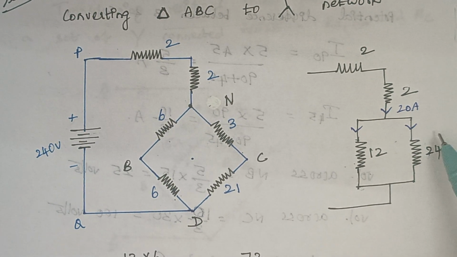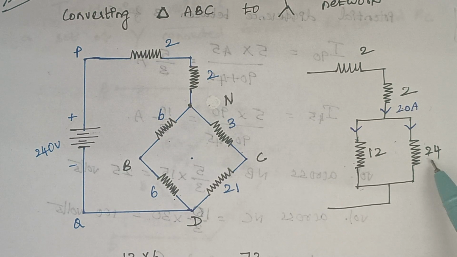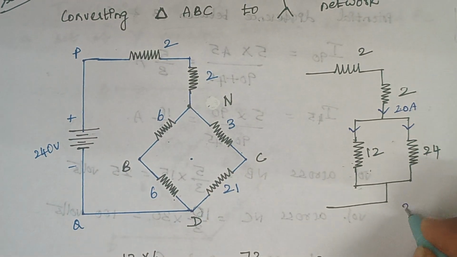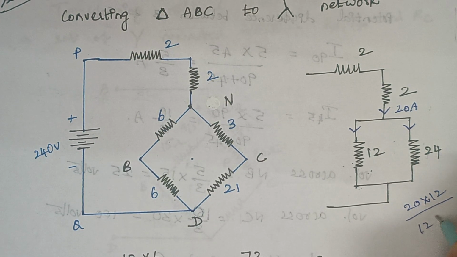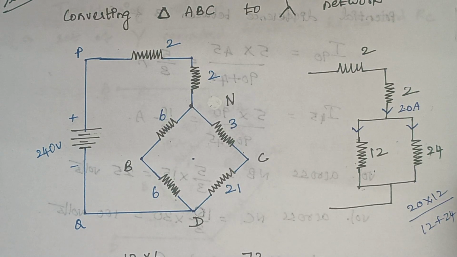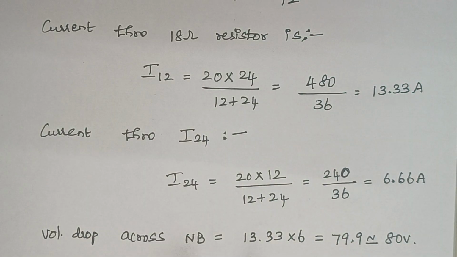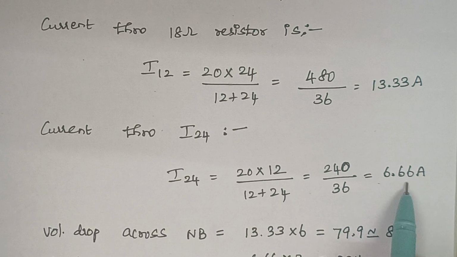And the current flowing through this 24 ohm resistance: the total current is 20, and the resistance opposite to this 24 is 12. Therefore, 20 into 12 divided by 12 plus 24. That gives the value of current that flows through this 24 ohm resistance. Accordingly we are getting the values as 13.33 here and 6.66 amps here.